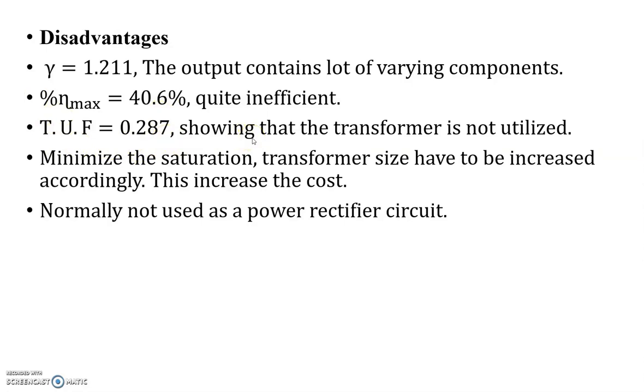The DC current is flowing through the secondary winding of the transformer, which may cause DC saturation of the core of the transformer. To minimize the saturation, the transformer size has to be increased accordingly. This increases the cost. So because of these disadvantages, the half-wave rectifier is normally not used as a power rectifier circuit.